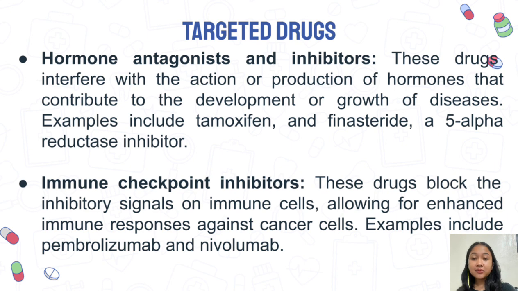Hormone antagonists and inhibitors are drugs that interfere with the action or production of hormones that contribute to the development or growth of diseases. Examples include tamoxifen, an estrogen receptor antagonist used in breast cancer, and finasteride, a 5-alpha reductase inhibitor used in benign prostatic hyperplasia. Immune checkpoint inhibitors are drugs that block the inhibitory signals in immune cells, allowing for enhanced immune responses against cancer cells. Examples include pembrolizumab and nivolumab. They can be used for lung, cervical, neck and head cancer, and Hodgkin's lymphoma.